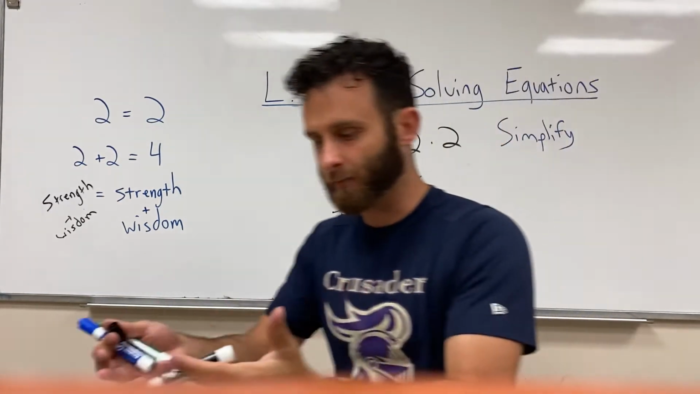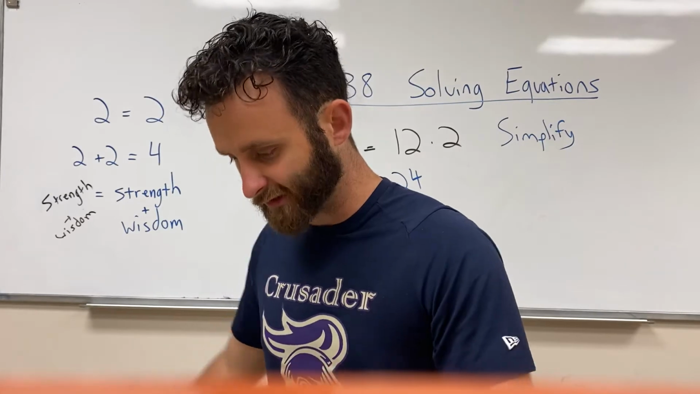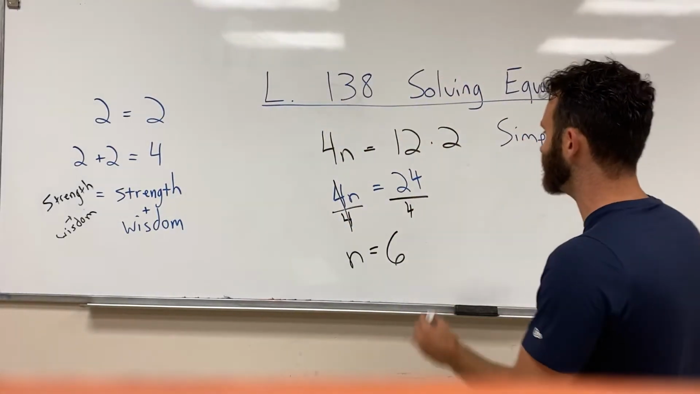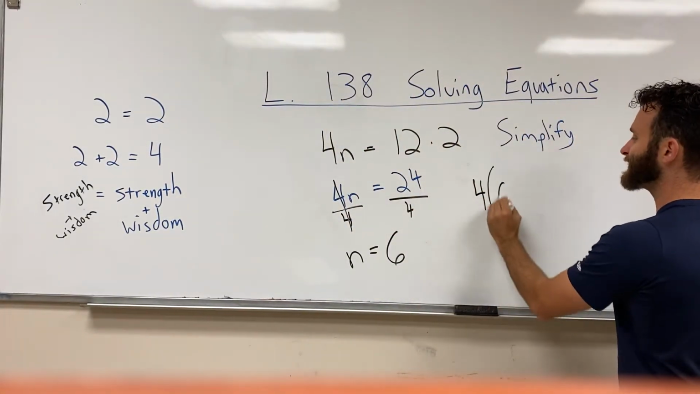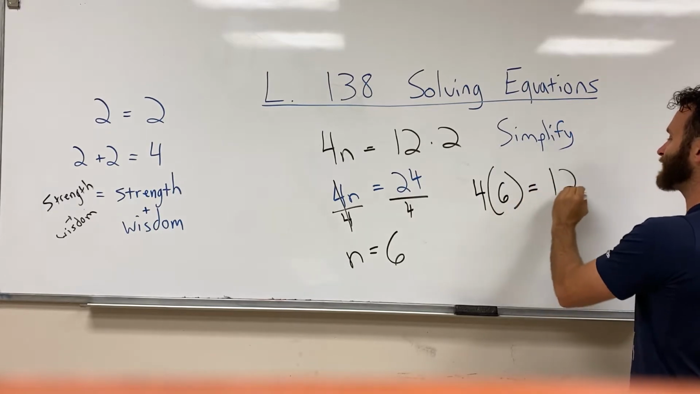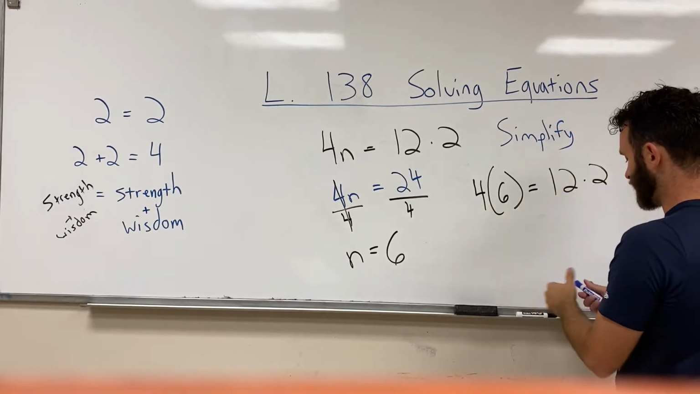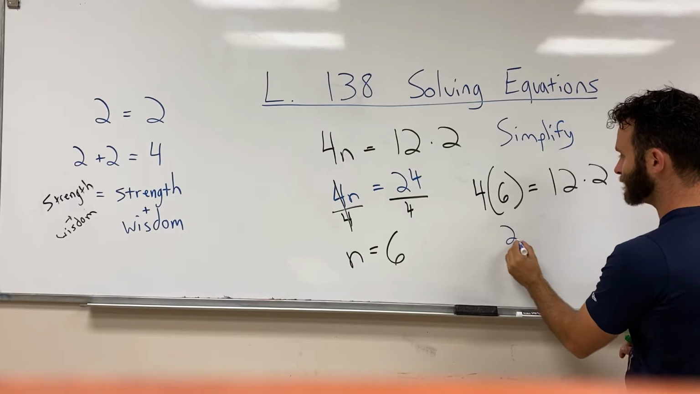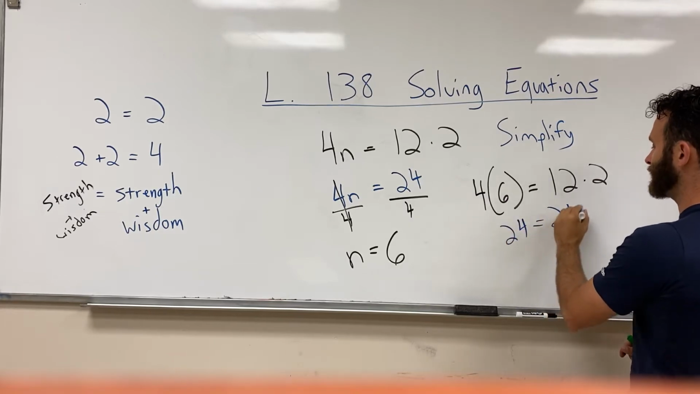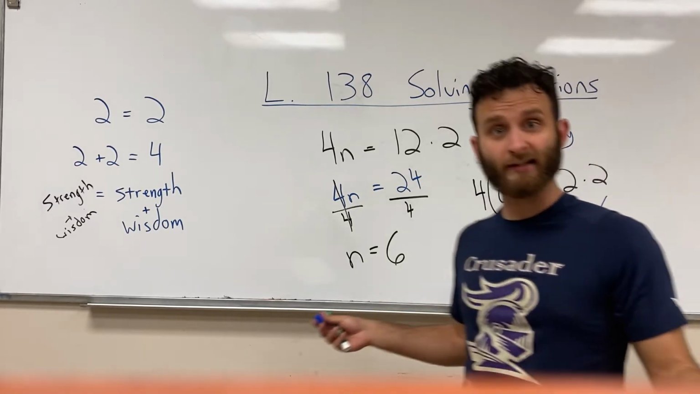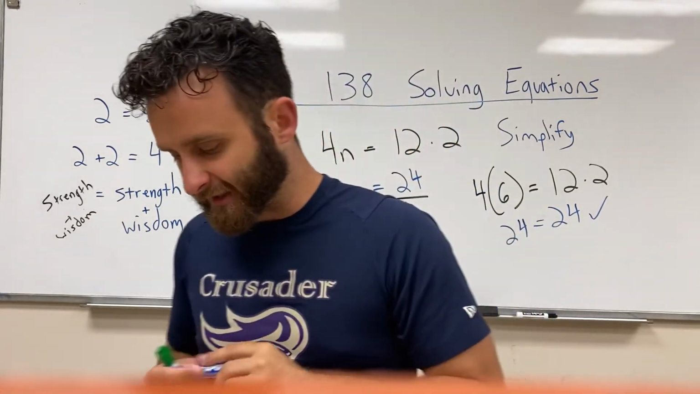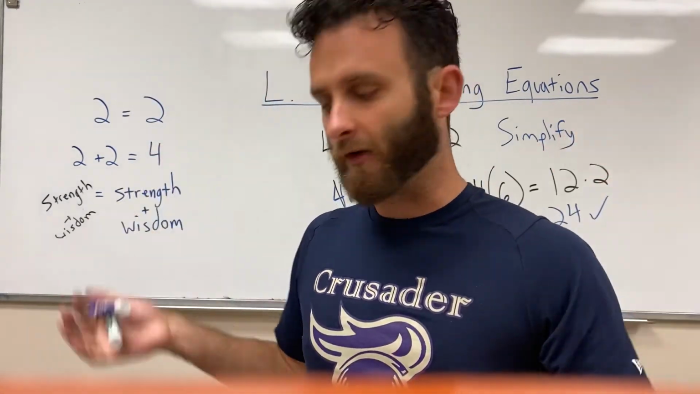Now in the yellow box it says to check your answers. How do we check our answers? We plug our number back in. 4 times 6, does that equal 12 times 2? Well, 4 times 6 is 24, and 12 times 2 is 24. It checks out, okay? So that is how we do solving equations.